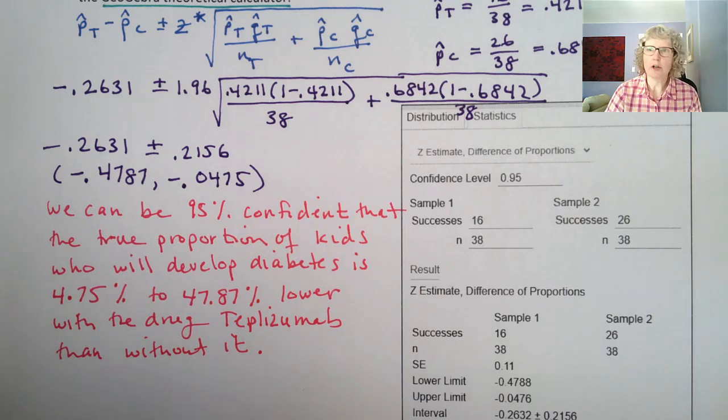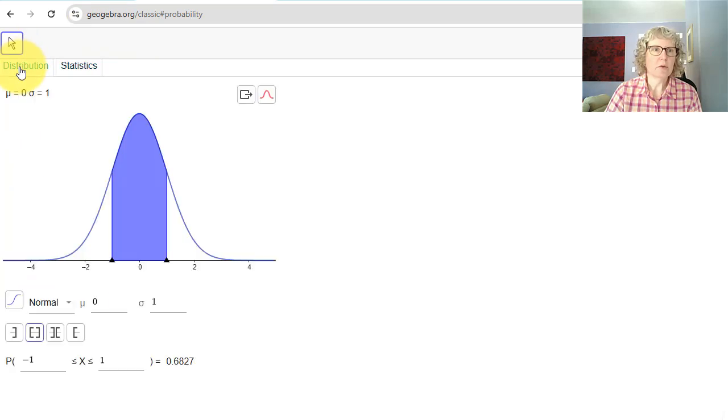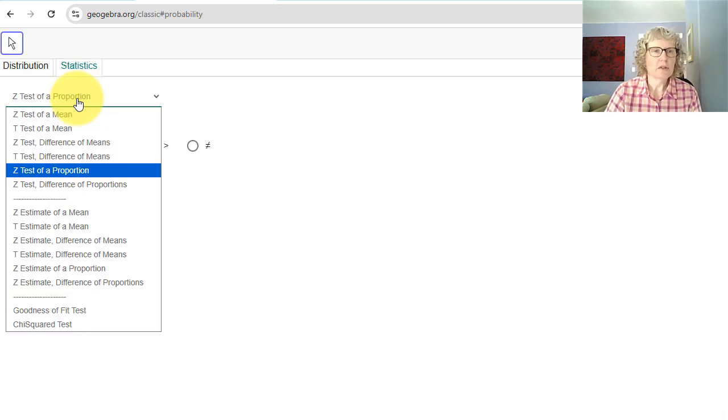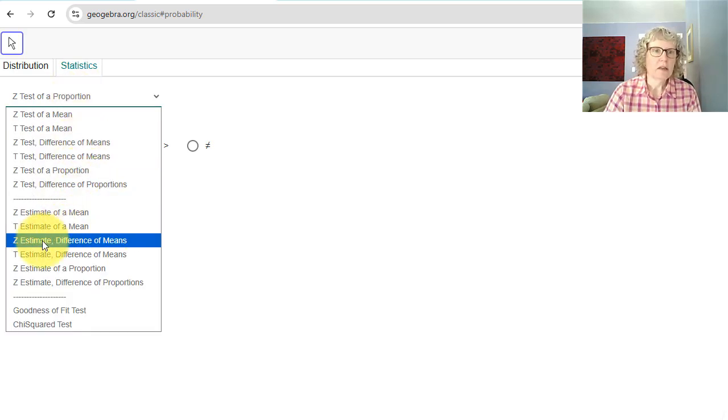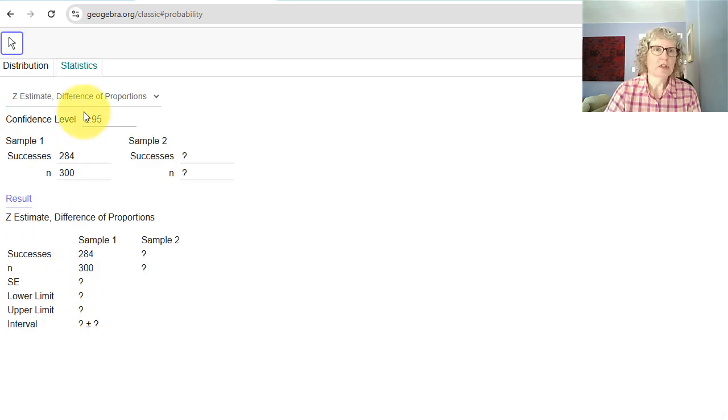So I've got a screenshot here, but I'm going to show you, actually go through it. So GeoGebra Classic, remember it starts with the distribution tab over here. We click on statistics. Now we need to look for the test, or actually the interval we're doing, which is Z estimate, difference of proportions. Okay. Confidence level, enter that in, then we have a place to put in our successes and failures.